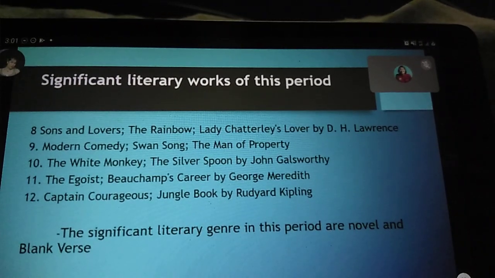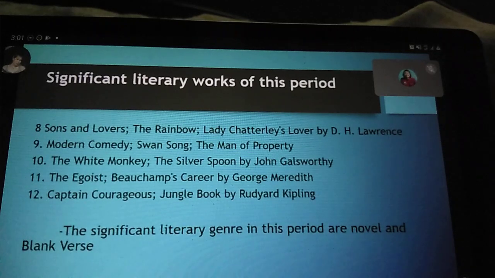Sons and Lovers, The Rainbow, Lady Chatterley's Lover by D. H. Lawrence, A Modern Comedy, Swan Song, The Man of Property, The White Monkey, The Silver Spoon by John Galsworthy, The Ordeal of Richard Feverel, Beauchamp's Career by George Meredith, Captains Courageous, The Jungle Book by Rudyard Kipling, and the significant literary genres in this period are novel and blank verse.